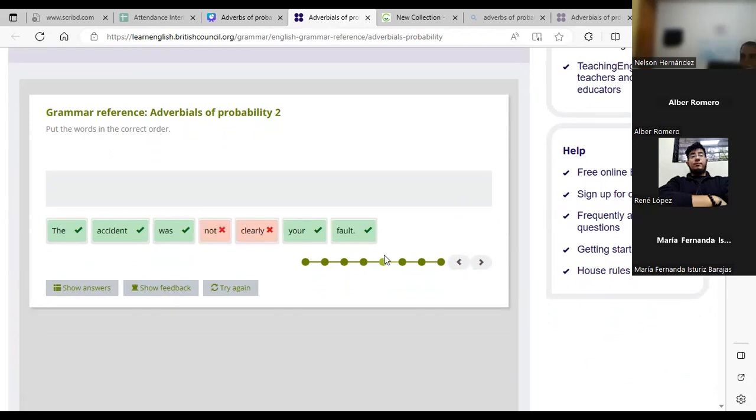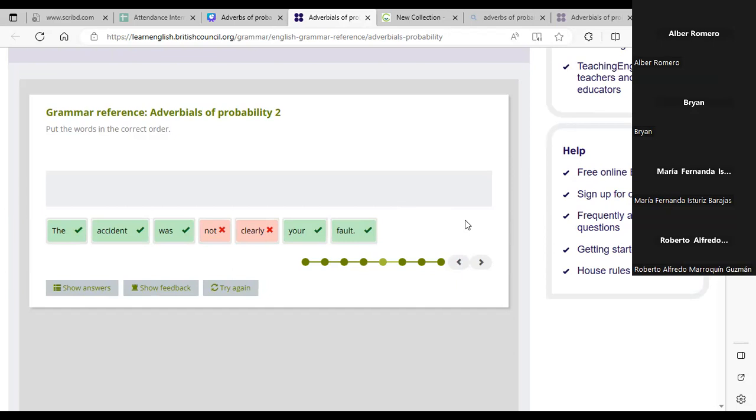Good job. And here we have a problem. Okay, the accident was not clearly your fault. What is another possibility, guys? Okay, Rene. The accident was clearly not your fault. Was clearly not your fault. Okay, good. Was clearly not your fault. Perfect. After we use the adverb after the verb to be. Before other verbs, but after the verb to be. So good job.